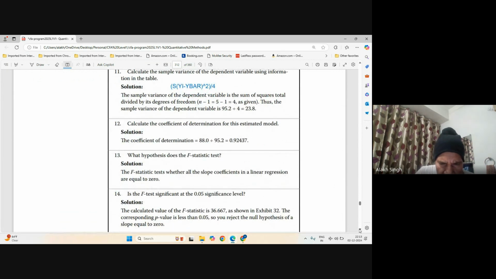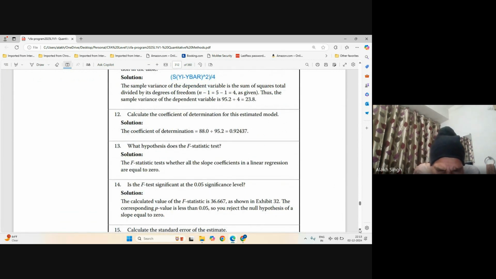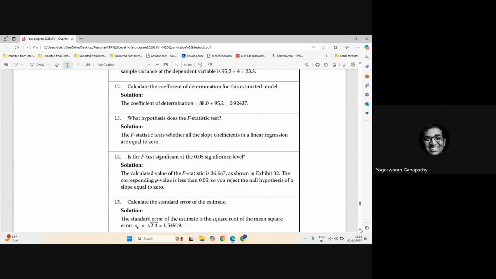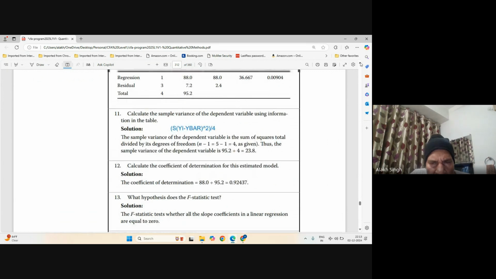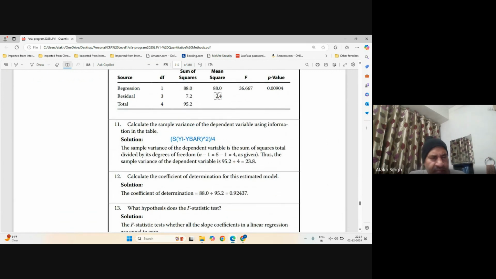Very good. So the tabulated value is the P value. Calculate the standard error of estimate. We calculate standard deviation and standard error of estimate. The square root of what we have calculated, 2.4. Yes, the square root of 2.4 is 1.54. So we had 2.4, the mean sum of squares. So the square root of that is the standard error of estimate.